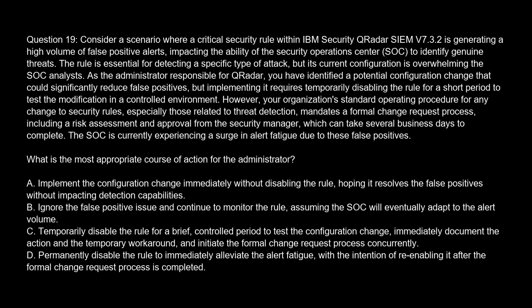Option A. Implement the configuration change immediately without disabling the rule, hoping it resolves the false positives without impacting detection capabilities. Option B. Ignore the false positive issue and continue to monitor the rule, assuming the SOC will eventually adapt to the alert volume. Option C. Temporarily disable the rule for a brief, controlled period to test the configuration change, immediately document the action and the temporary workaround, and initiate the formal change request process concurrently. Option D. Permanently disable the rule to immediately alleviate the alert fatigue, with the intention of re-enabling it after the formal change request process is completed.